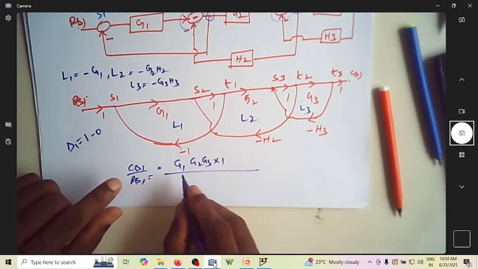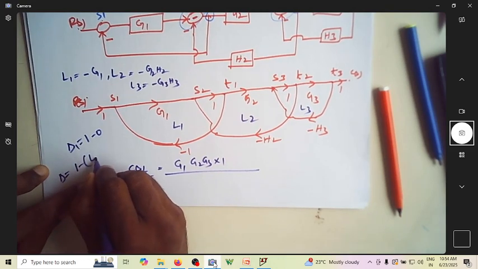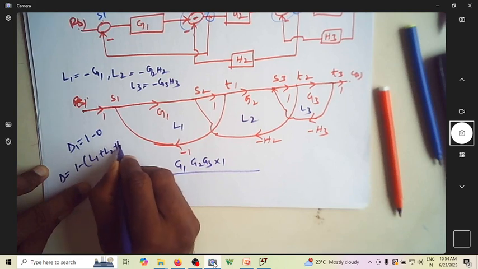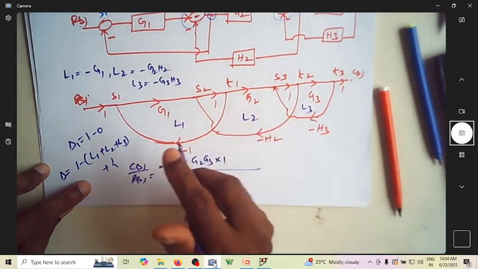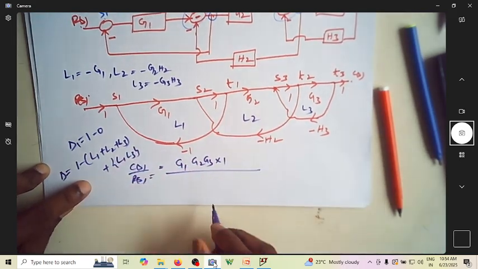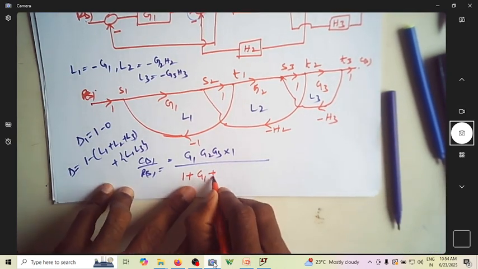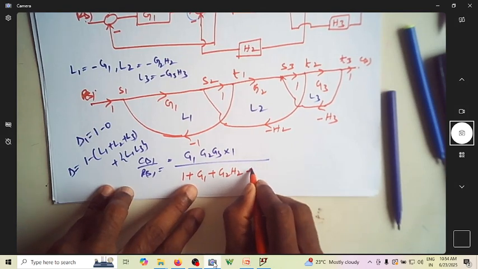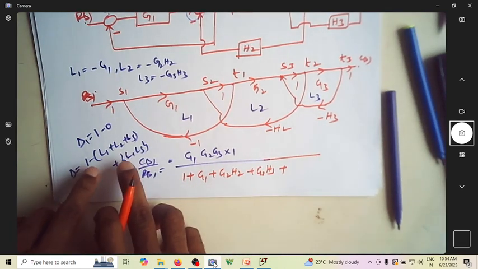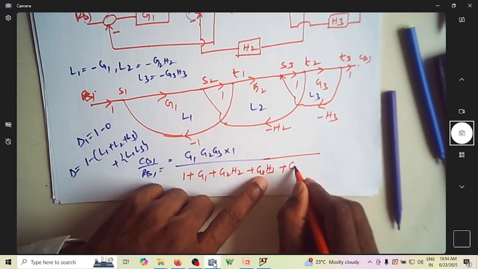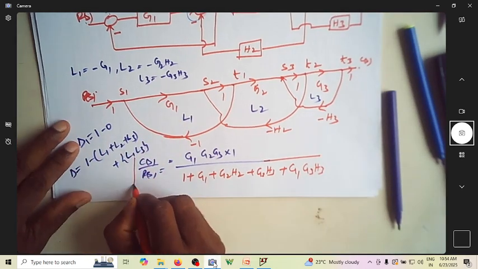And in the denominator you have delta. What is delta? Delta is nothing but 1 minus L1 plus L2 plus L3, the individual loop gains, plus the products of non-touching loops. L1, L3 are non-touching. So what is this then? This becomes 1 plus G1 plus G2 H2 plus G3 H3 plus what? It is L1 L3. So L1 is G1, L3 is G3 H2. So this is my transformation.